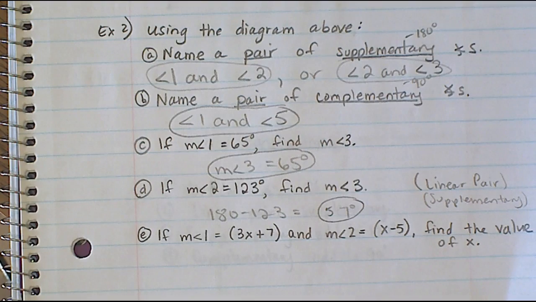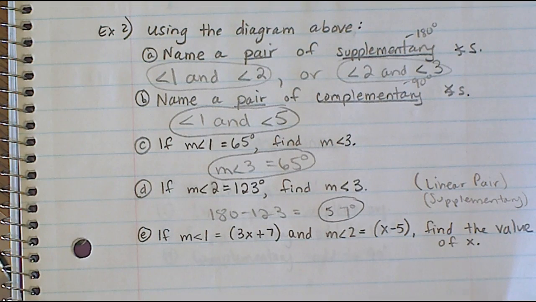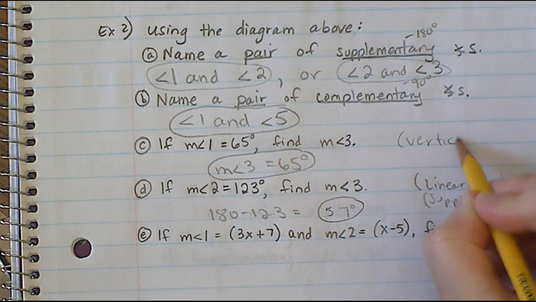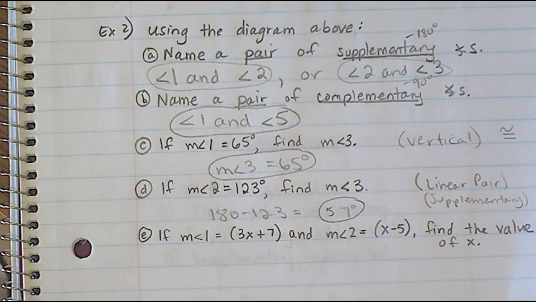If the measure of angle 1 is 65 degrees, find the measure of angle 3. So we've already talked about this at the top section in the true false. These two angles are vertical angles, and anytime you have vertical angles, they are congruent. So there's actually no calculations to do here. If angle 1 is 65 degrees, then the measure of angle 3 is 65 degrees. Done.